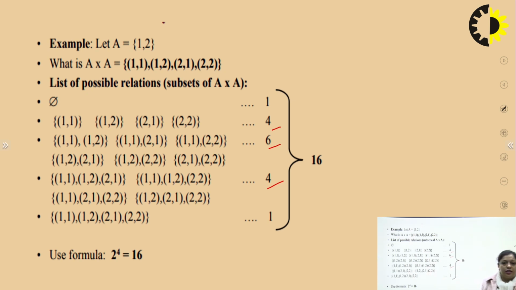entire A cross A in my relation. So we can have 1 such relation. So if I sum all these up, it comes out to be 16. So when I have 2 elements in my A, then the number of relations which are coming is 16. So it is simply 2 to the power 2 squared, that is 2 to the power 4, and we get 16 for this.